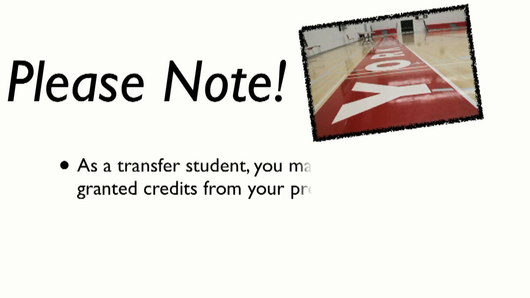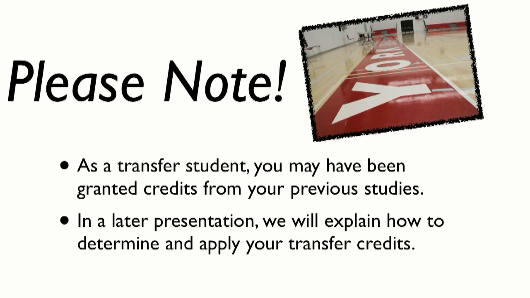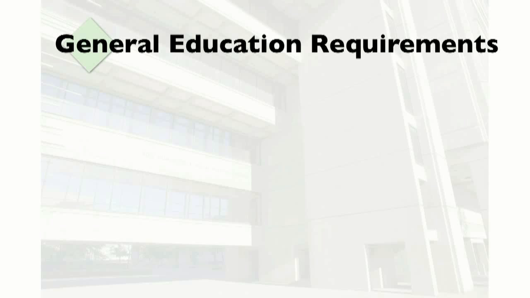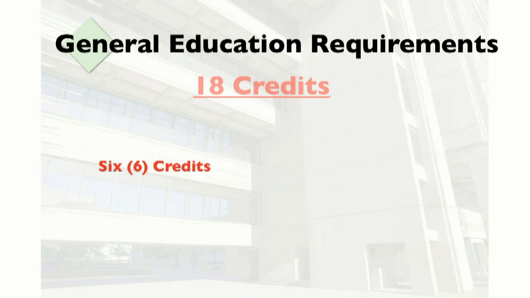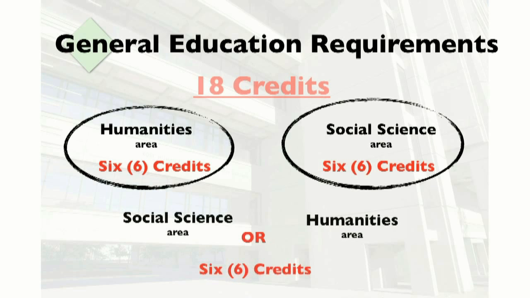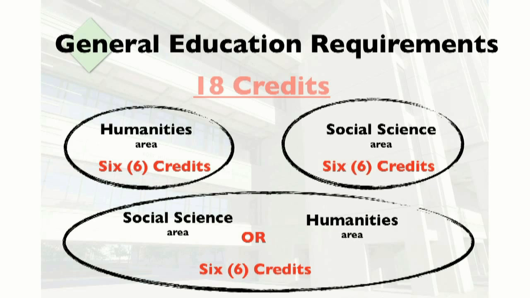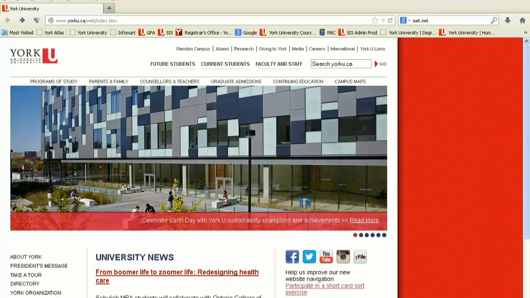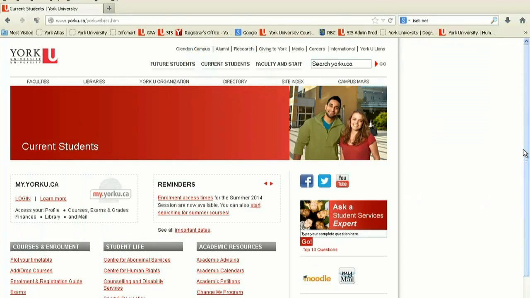Please note, as a transfer student, you may have been granted credits from your previous studies. In a later presentation, we will explain how to determine and apply your transfer credits. The general education requirements for your degree are as follows. A minimum of 18 credits: 6 credits at the 1000 level chosen from the humanities area, 6 credits at the 1000 level chosen from the social science area, and 6 credits at the 1000 level chosen from the humanities or social science area. To confirm if a course is eligible for general education, please visit the current student's webpage.